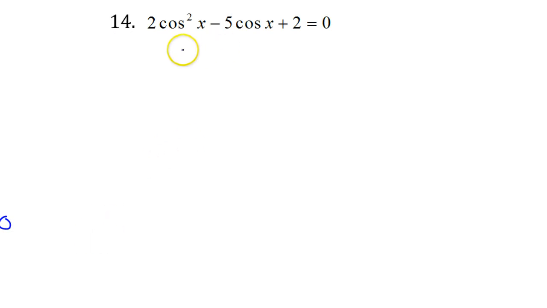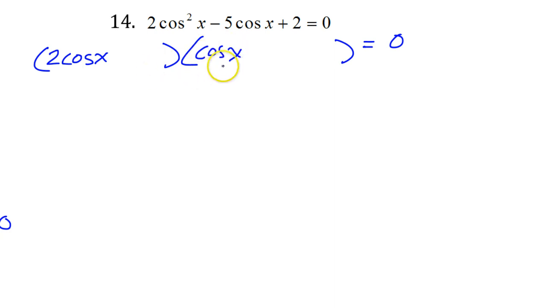Number 14 seems a little bit more straightforward. It looks like it's ready to factor right now. Let's go ahead and give it a shot. 2 cosine squared. That can only factor as 2 cosine x times cosine x. And now 2. 2 can only factor as 2 times 1.